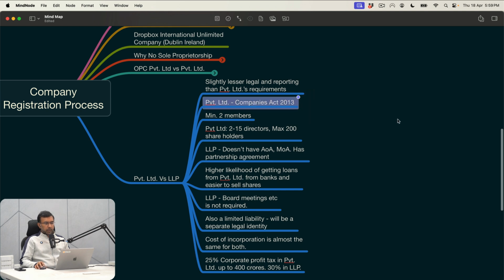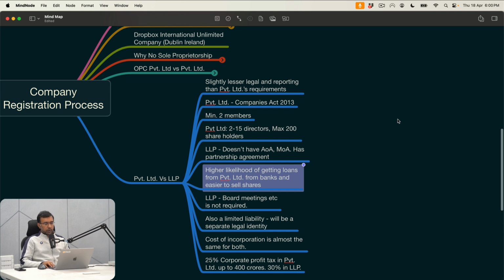Private limited company is based on the Companies Act 2013. Minimum 2 directors should be there. You can have up to 15 directors in a private limited company and maximum 200 shareholders. Beyond that, you need to make it a public limited company where you are going for IPO. Maybe someday MicroStartup will itself go for IPO, and I might be able to share the entire process of going IPO. LLP does not have AOA, MOA, but it has a partnership agreement as far as I know, but verify it with professionals.